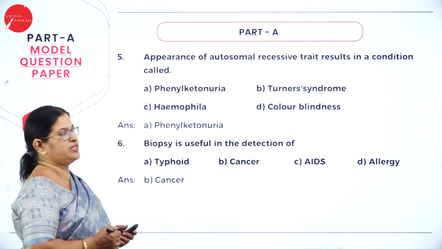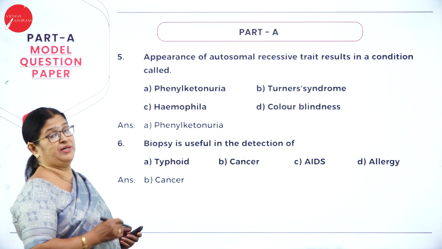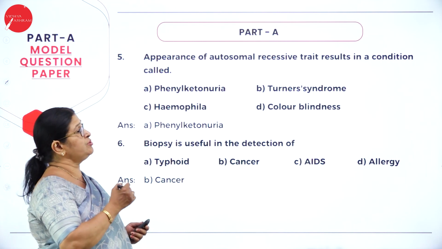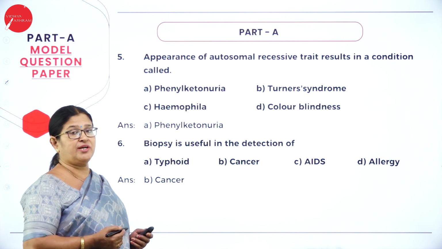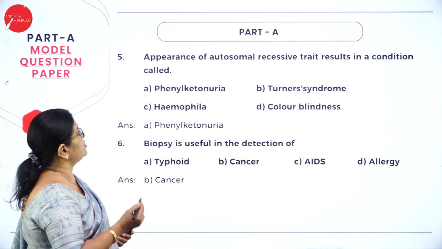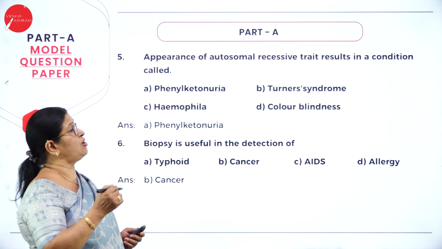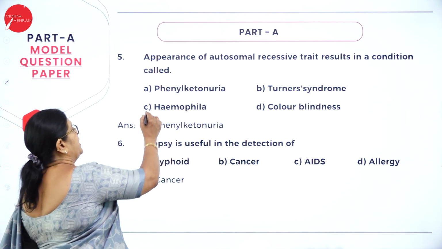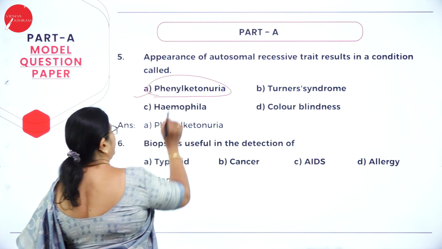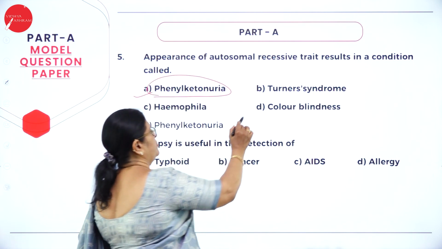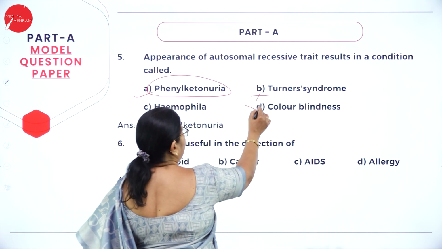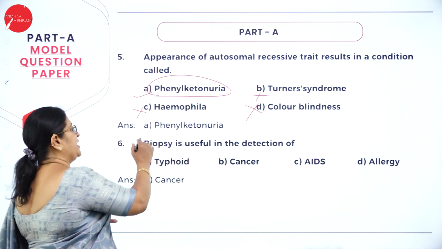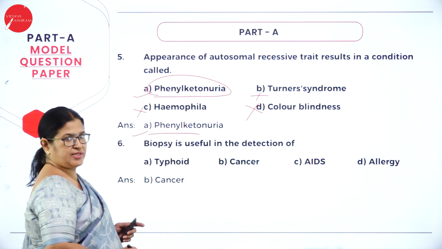Then fifth question, appearance of autosomal recessive trait results in a condition called, as you know, we have chromosomal disorders and genetic disorders. So this is one of the genetic disorders, autosomal recessive trait results in a condition called phenylketonuria. That is phenylketonuria. Turner syndrome? No. Then color blindness? Wrong. Hemophilia? Wrong. So the option phenylketonuria is the right answer.